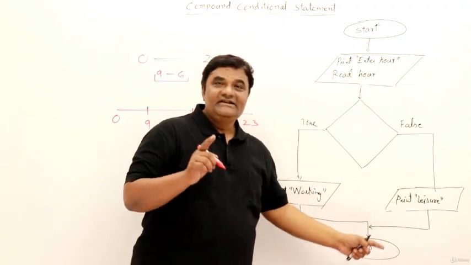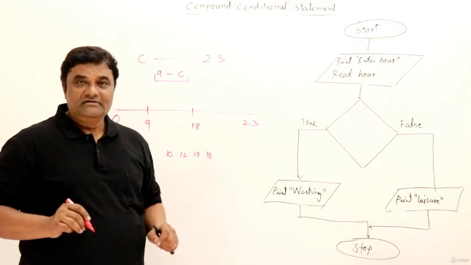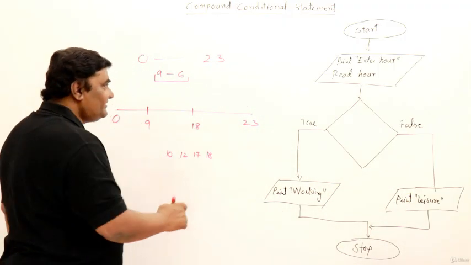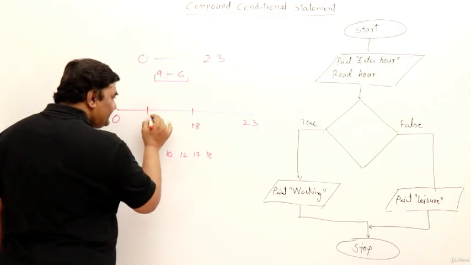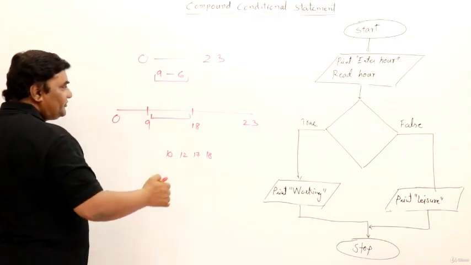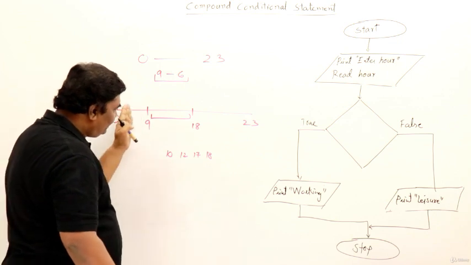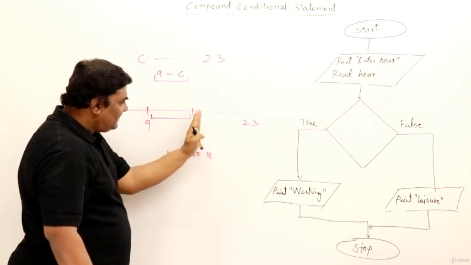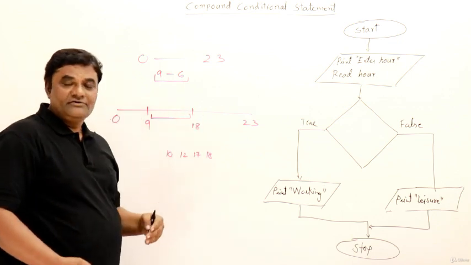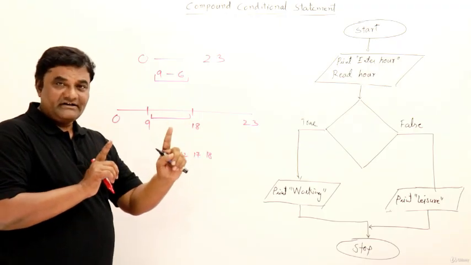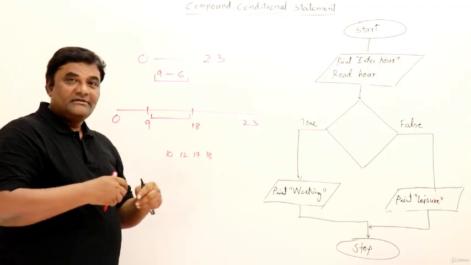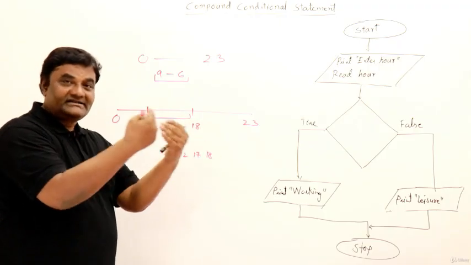Otherwise it should print leisure hour, meaning it's not working hour. Then how to frame a condition? That hour should be within this range. When you have to check something within a range, you have to say it is greater than or equal to 9 and less than or equal to 18. So there are two figures you have to take, right? Greater than or equal to 9 means it should be on that side, and on this side of 18.